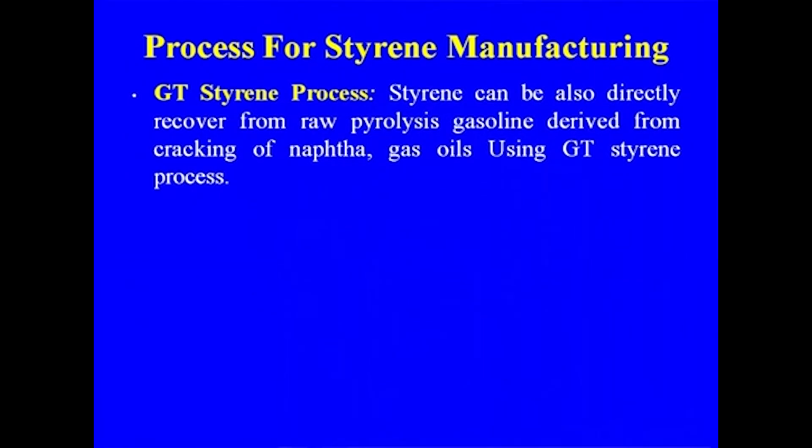Another process technology for manufacture of the styrene is the GT styrene. Styrene can also be directly recovered from the raw pyrolysis gasoline derived from the cracking of naphtha and gas oils using the GT styrene process. As I told you, during the manufacture of the aromatics, along with the other C8, meaning paraxylene and orthoxylene, ethyl benzene is also there. That ethyl benzene is separated, and that can be used for making styrene. As I discussed, the ethylene which is available from the FCC gases can also be used. So, here directly ethyl benzene can be separated from the pyrolysis gasoline.